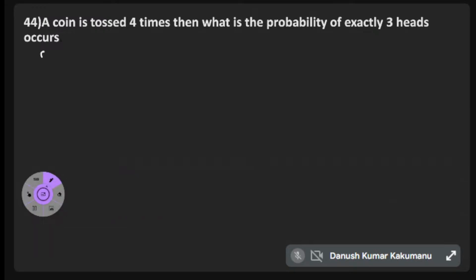A coin is tossed 4 times, so n is equal to 4. How many times is he tossing the coin? 4 times. And what is he discussing? He is discussing the heads. What's the probability of the head? You are not responding. If 1 coin is tossed, the probability of head is 1 by 2. P is 1 by 2, Q is also 1 by 2.